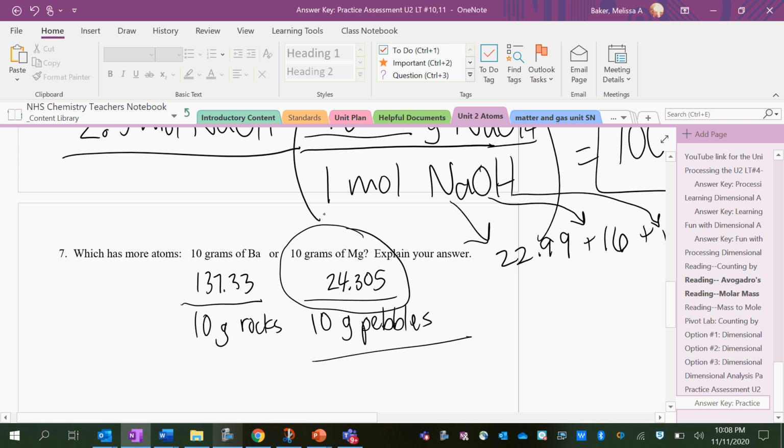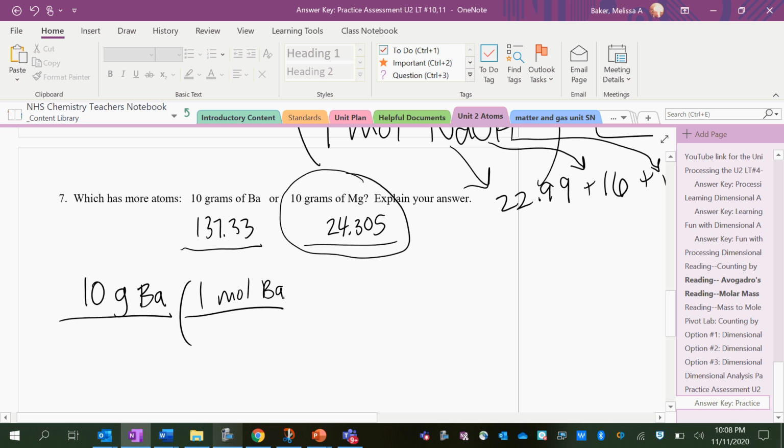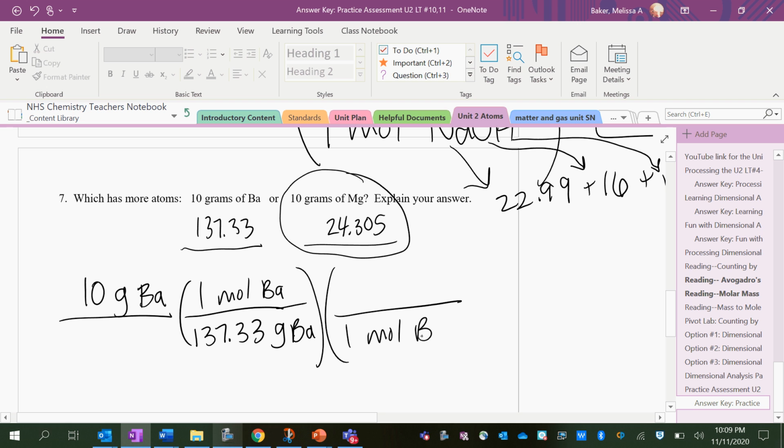or this sample of magnesium has more atoms because the atoms are smaller, so it takes more of them to equal 10 grams. If you want to back it up with math, you certainly can. It's just a little bit more work. So 10 grams of barium, 1 mole of barium atoms contains or weighs 137.33 grams. And then let's keep it going. We know that 1 mole of barium has 6.02 times 10 to the 23rd atoms.